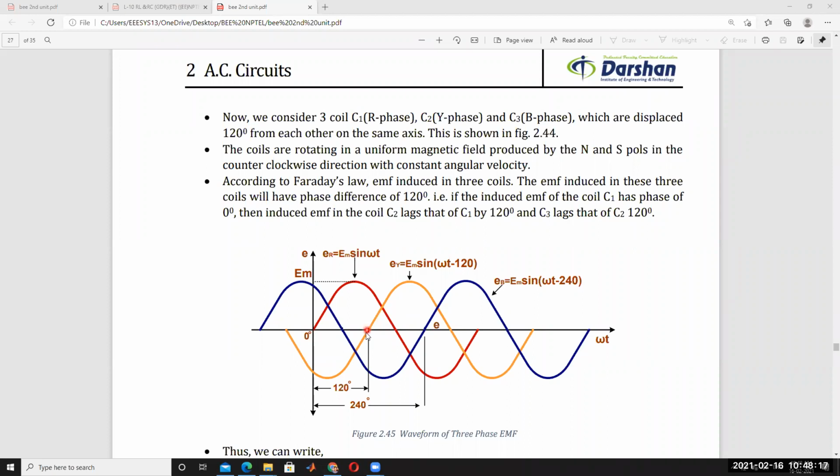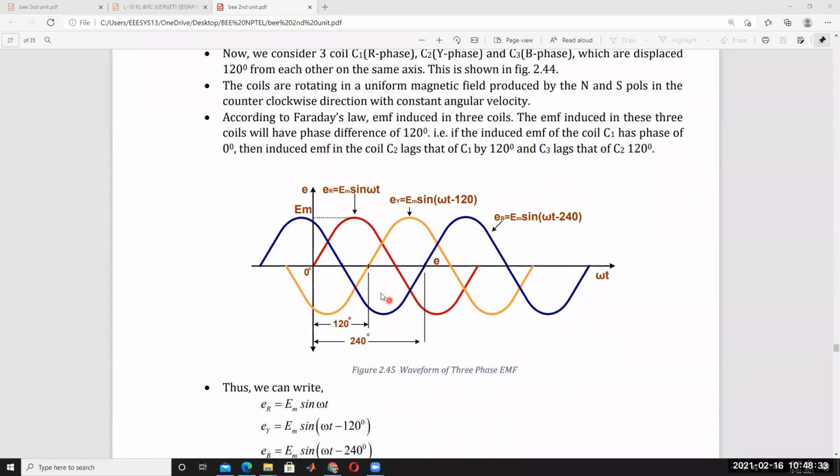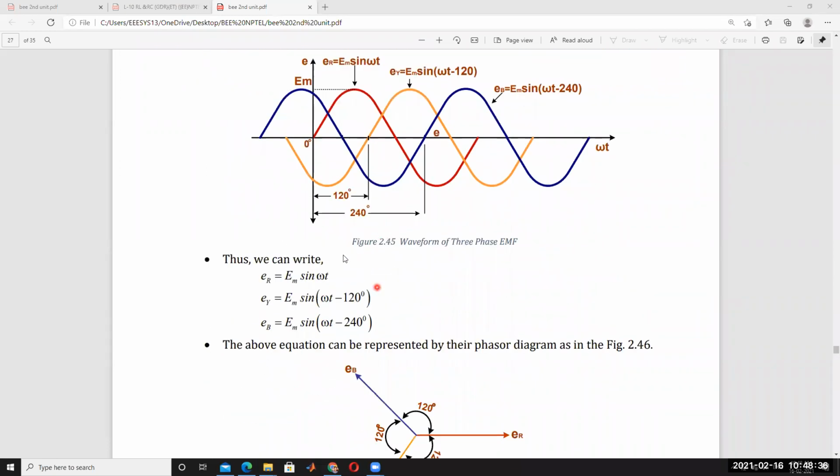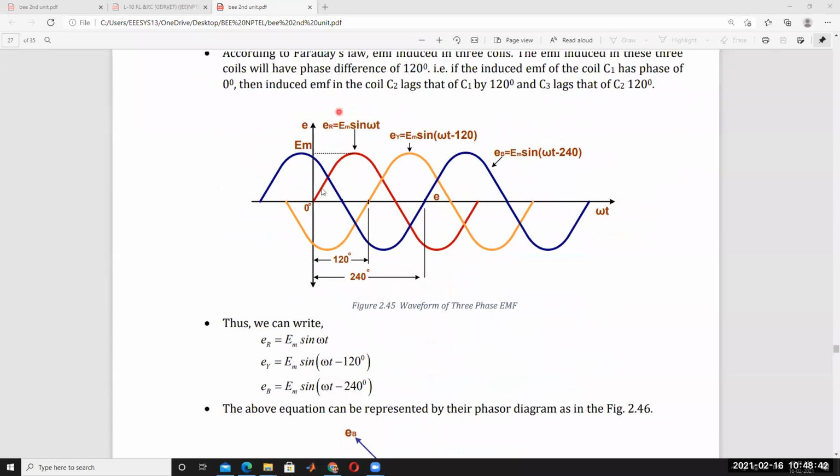When you extend this in the backward direction, the waveforms are like this. Here it actually starts like this, so if you draw the backside direction, it will be like this. This is the three-phase waveform of the three-phase EMF. Understood? It's clear. And this can be written as ER is equal to EM sin omega t. The R phase voltage ER is EM sin omega t.